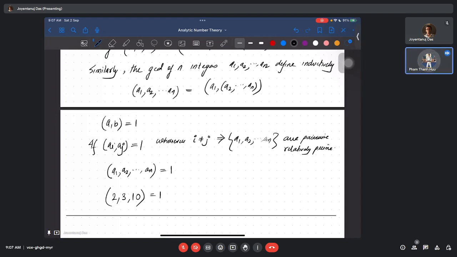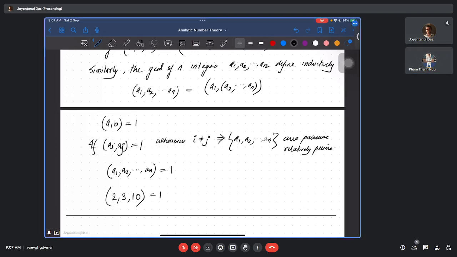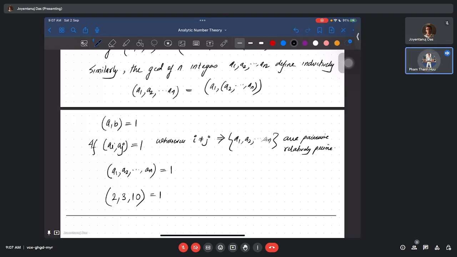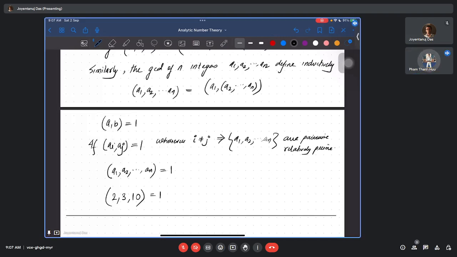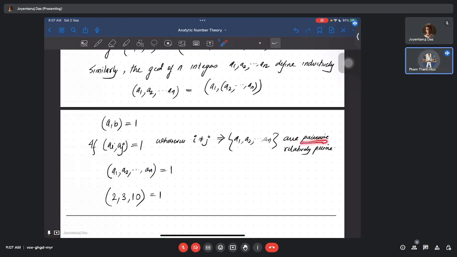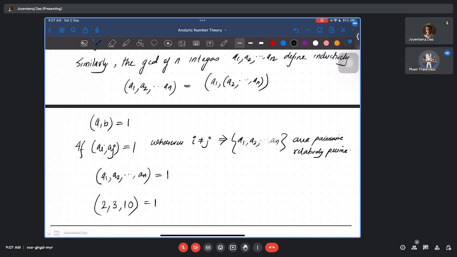Two numbers being relatively prime does not need both of them to be prime. Relatively prime is something like 2 and 3, or 5 and 2. That is for two numbers.